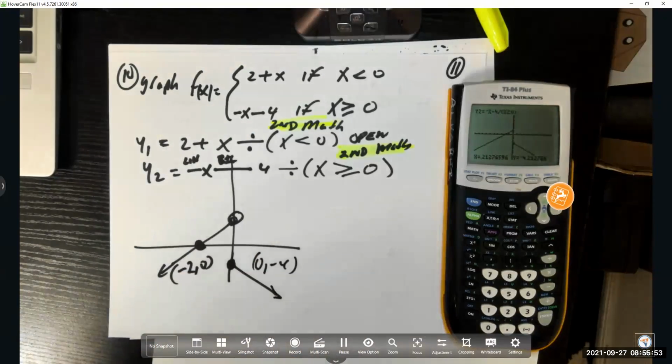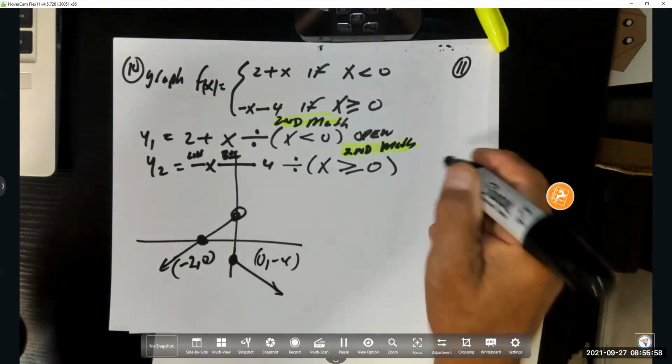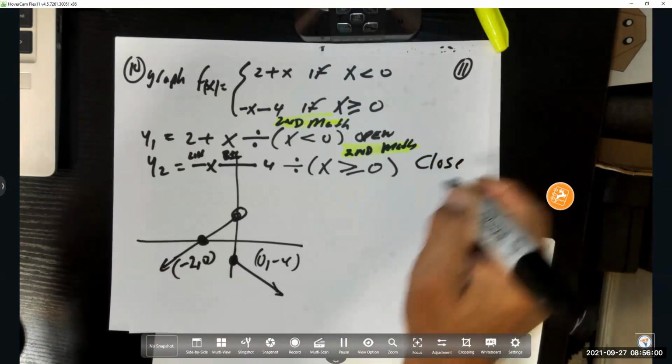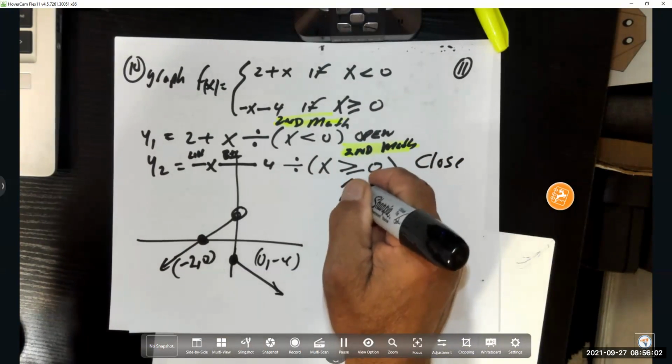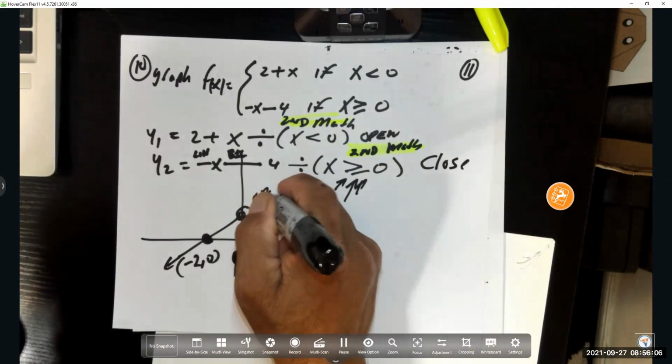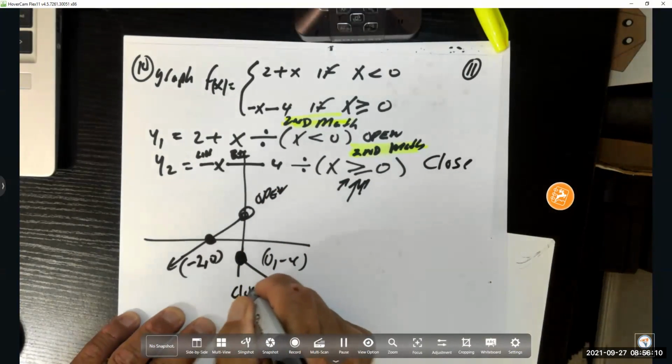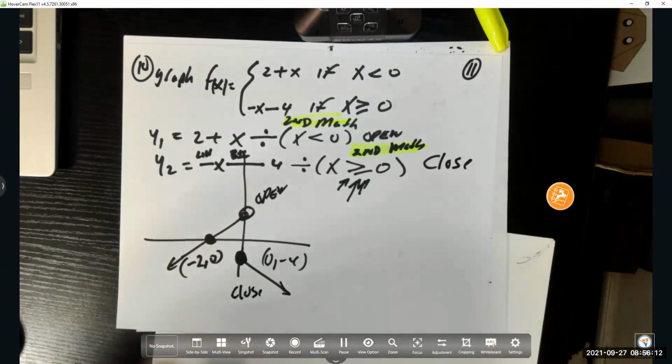So there's two lines. Because it's less than or greater than, it's open. Because it says greater than or equal to this thing right here, this is shaded in, this is an open dot, this is a closed dot. The graph goes like this, goes like this.